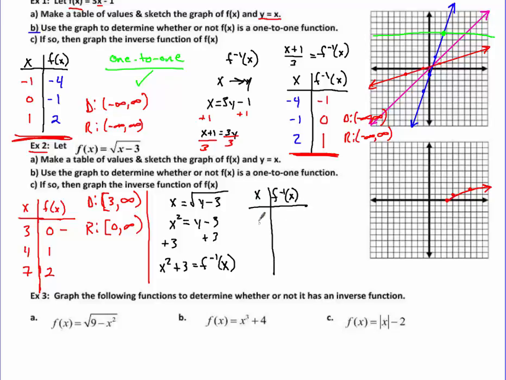And we start picking points. So what points do you think we should pick? How about 0, 1, and 2? So we plug in 0. We get 0 squared plus 3 is 3. 1 squared plus 3 is 4. 2 squared plus 3 is 7. And you can see we got the same numbers. They just switch places. So let's graph this and see what it looks like. 0, 3, 1, 4, and 2, 7.